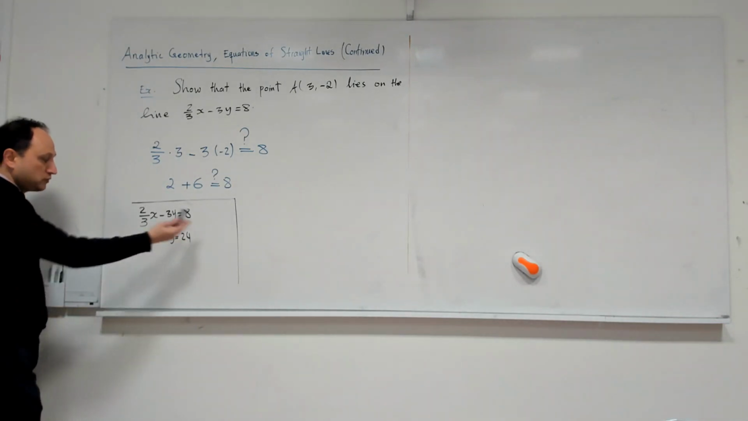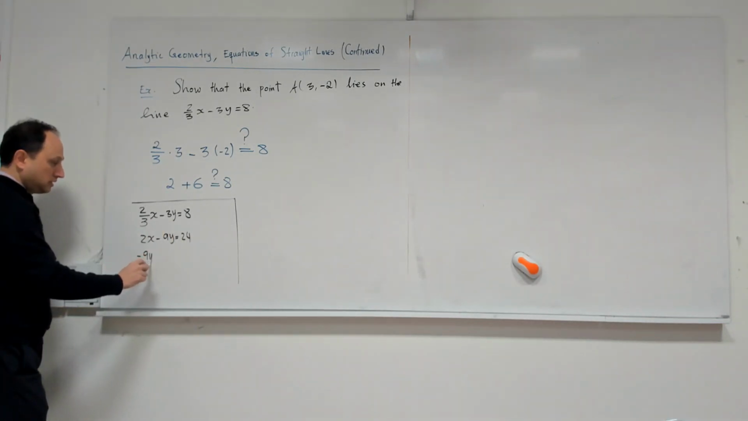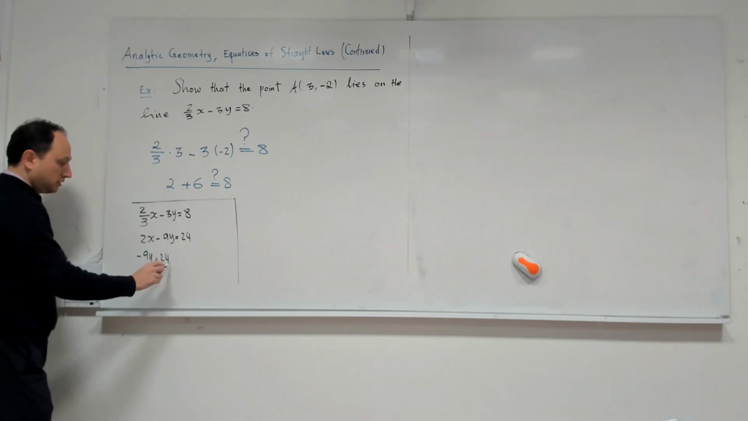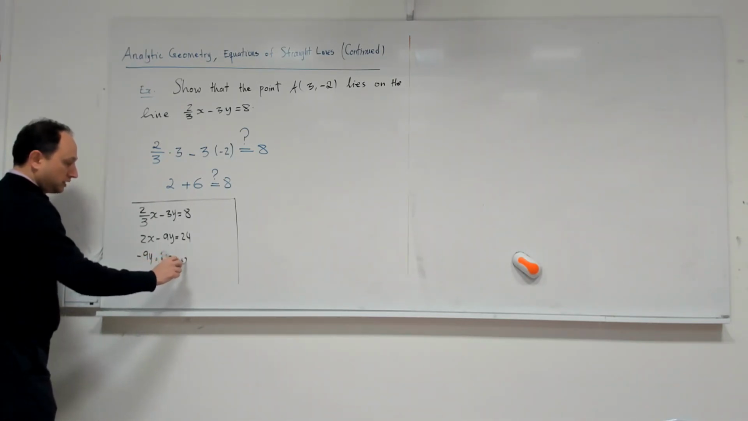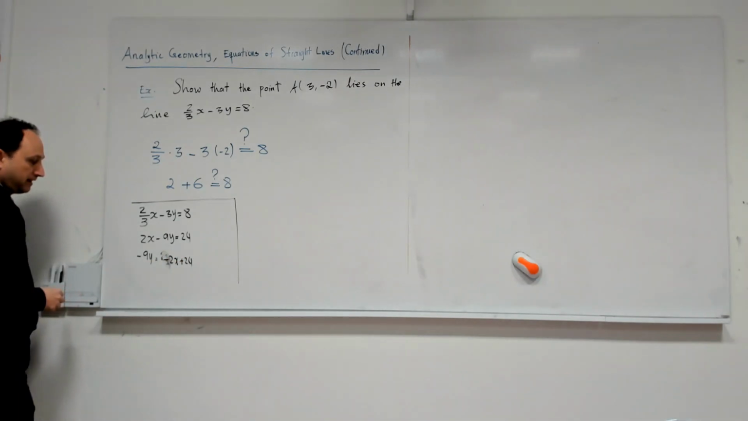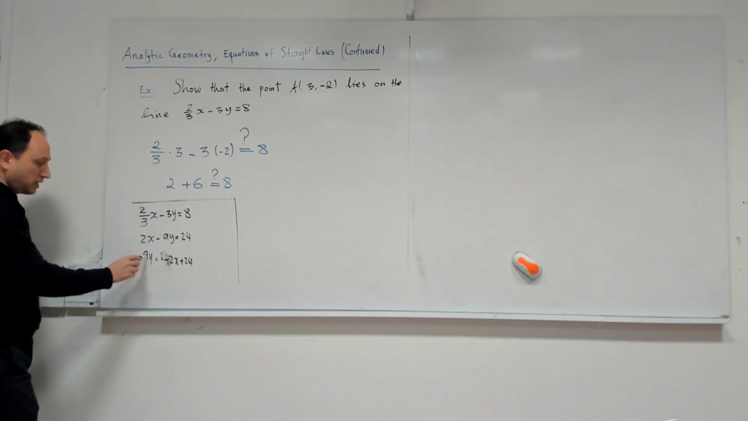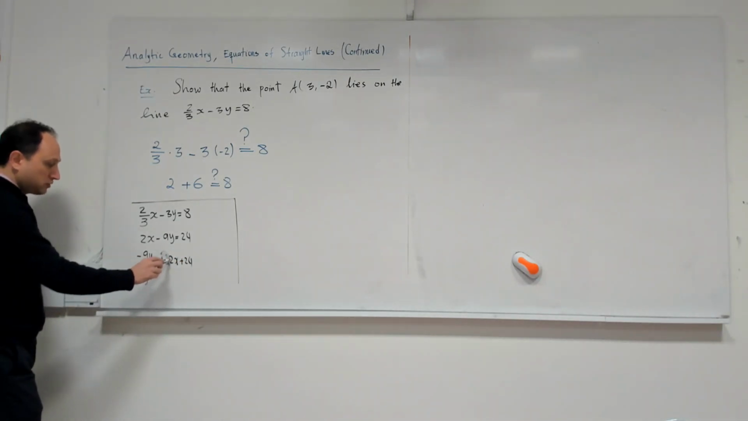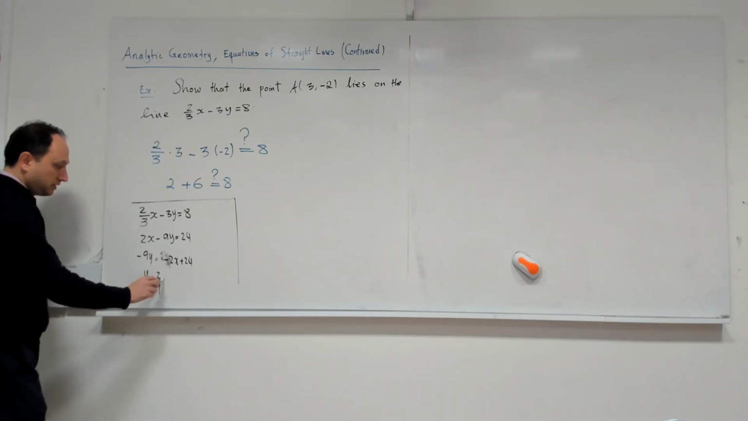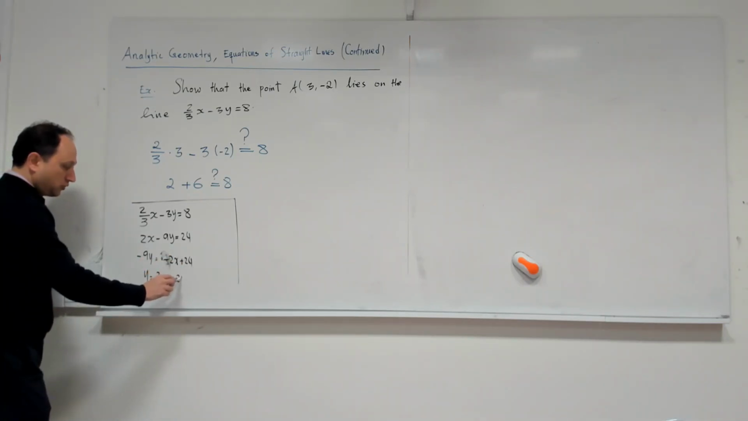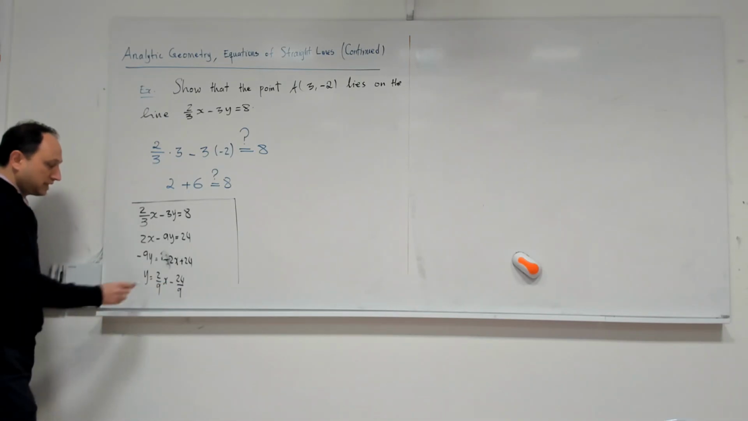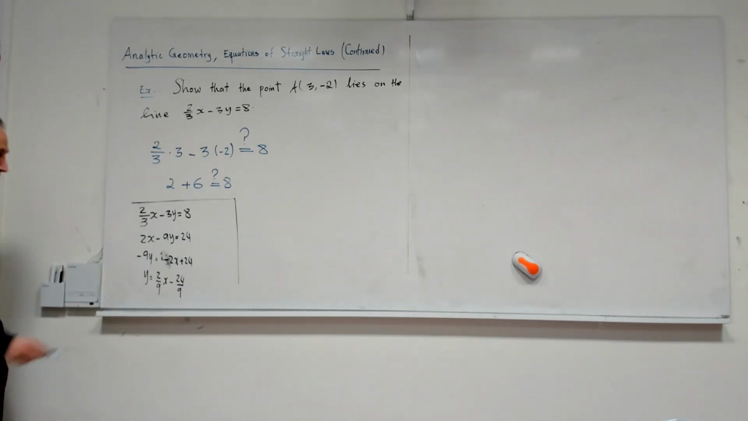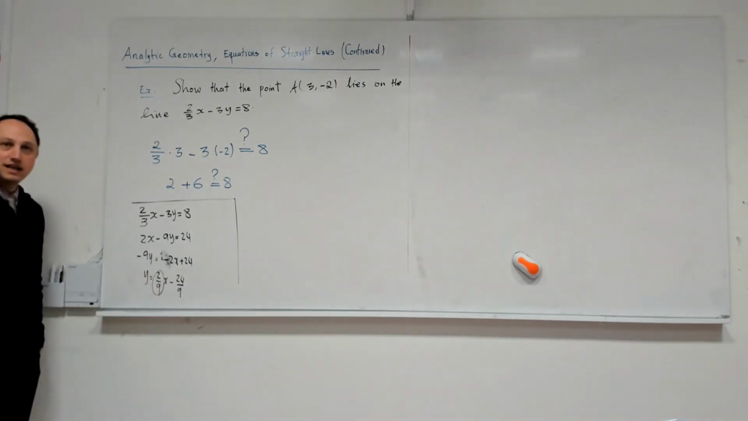So I move this one to the other side. It becomes 24. Let me write it in this way: minus 2x plus 24. It doesn't matter. And then I divide by minus 9 because I want to make y alone. So it becomes 2 over 9, positive. But that one becomes minus 24 over 9. So what is the k-value? 2 over 9. So that is the slope.